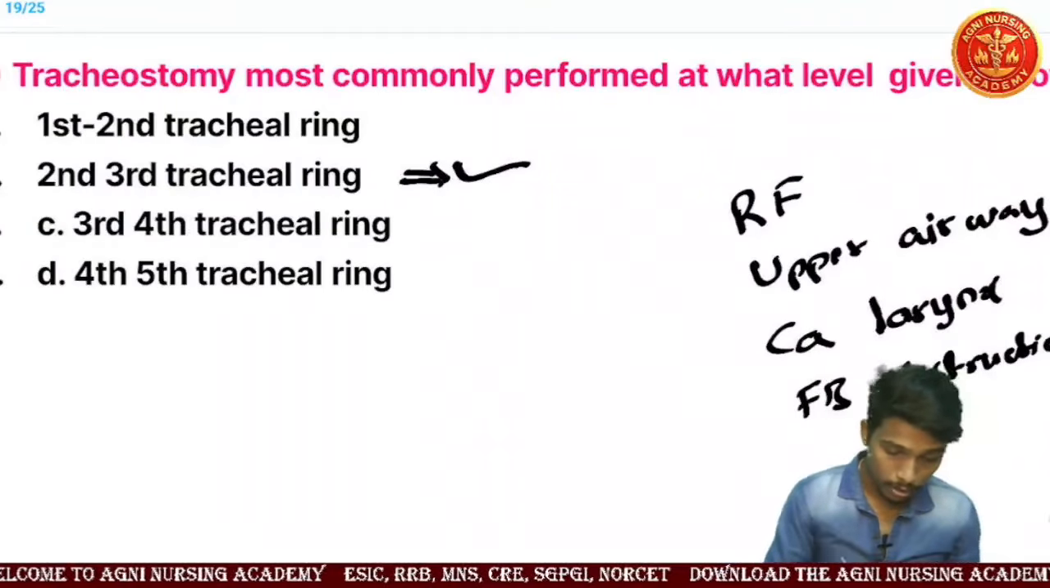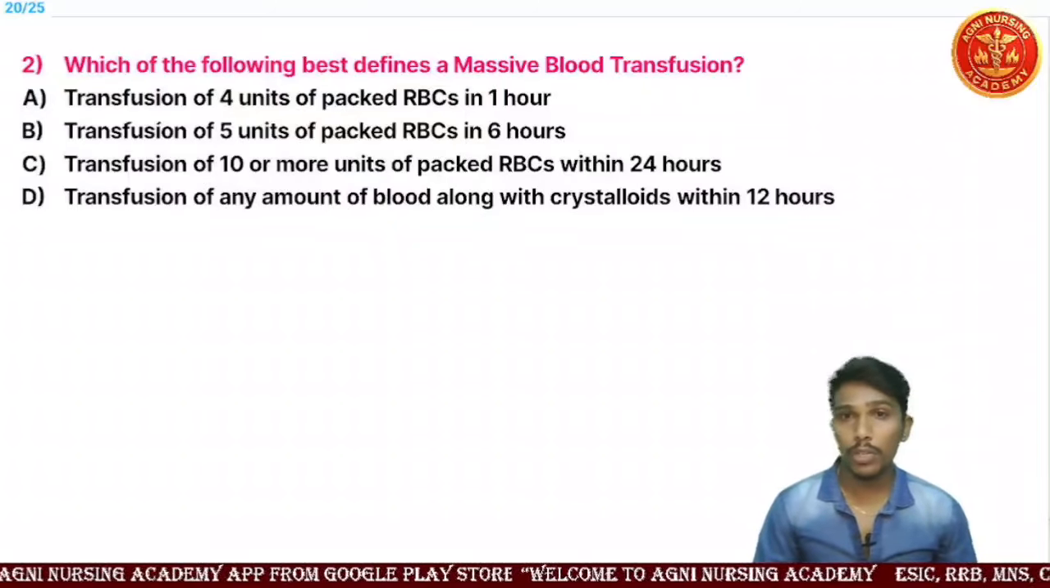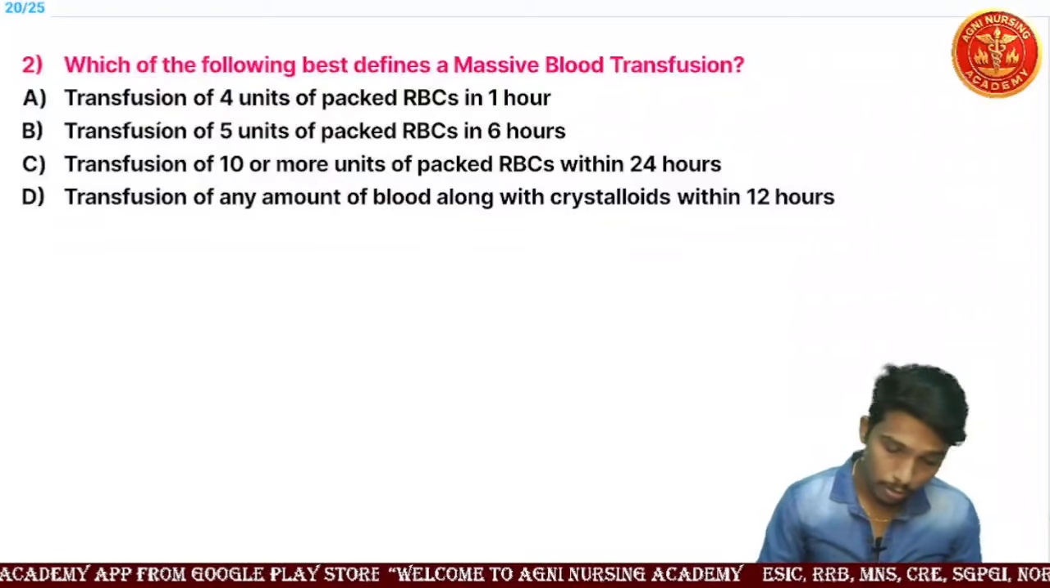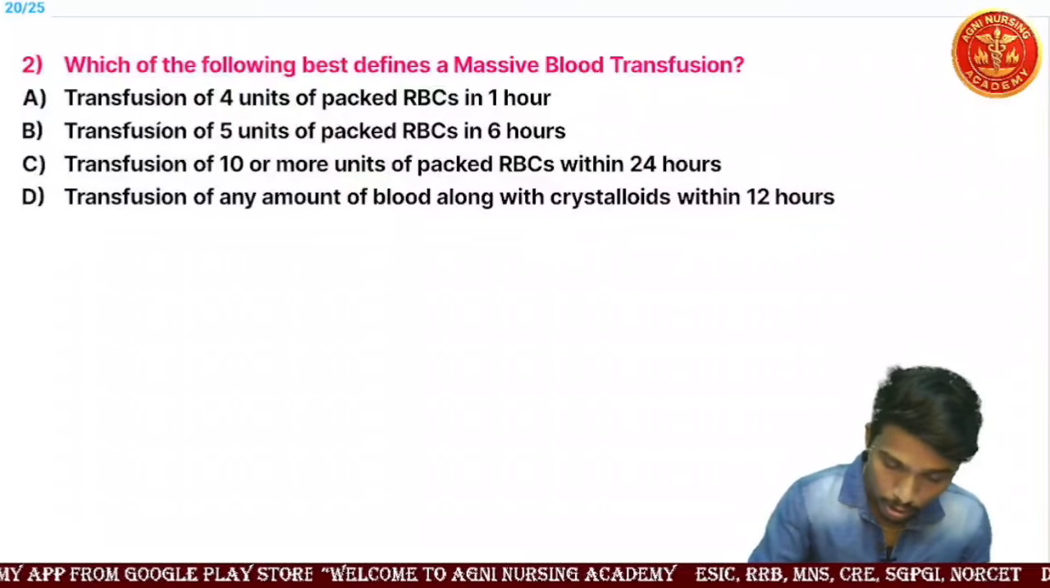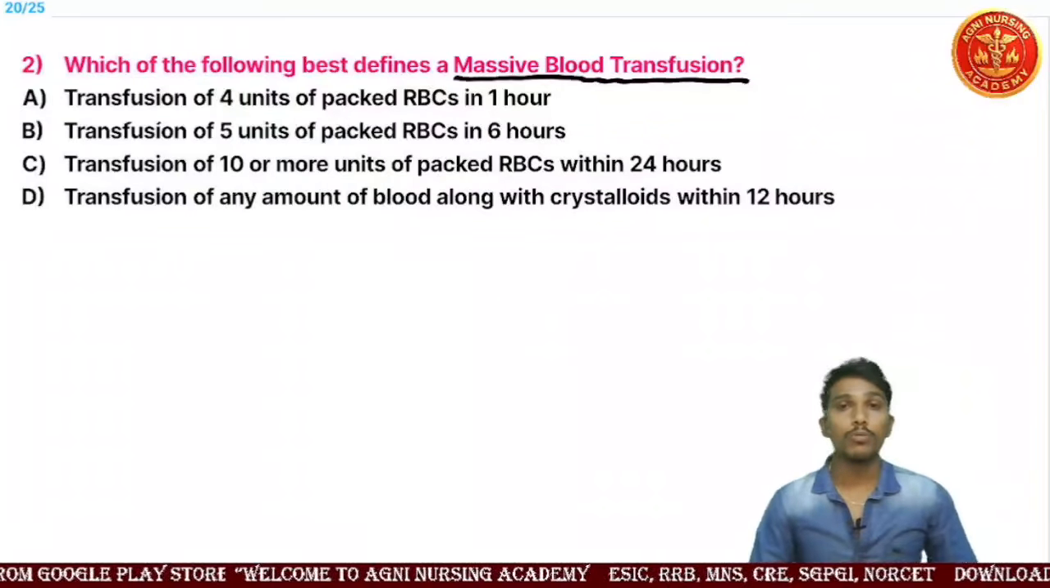Move on to the next question: which of the following best defines a massive blood transfusion? So many times they will ask questions on blood transfusion reactions and massive blood transfusion. Every exam, they will ask on blood transfusion. Now they have asked about massive blood transfusion. What is this massive blood transfusion?